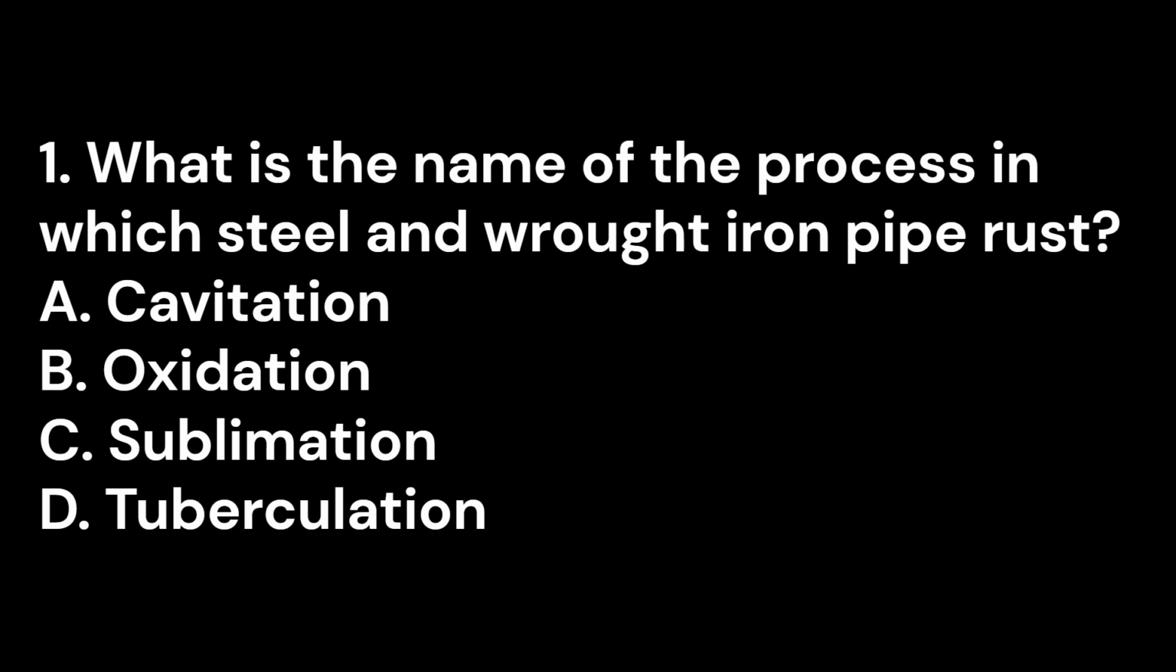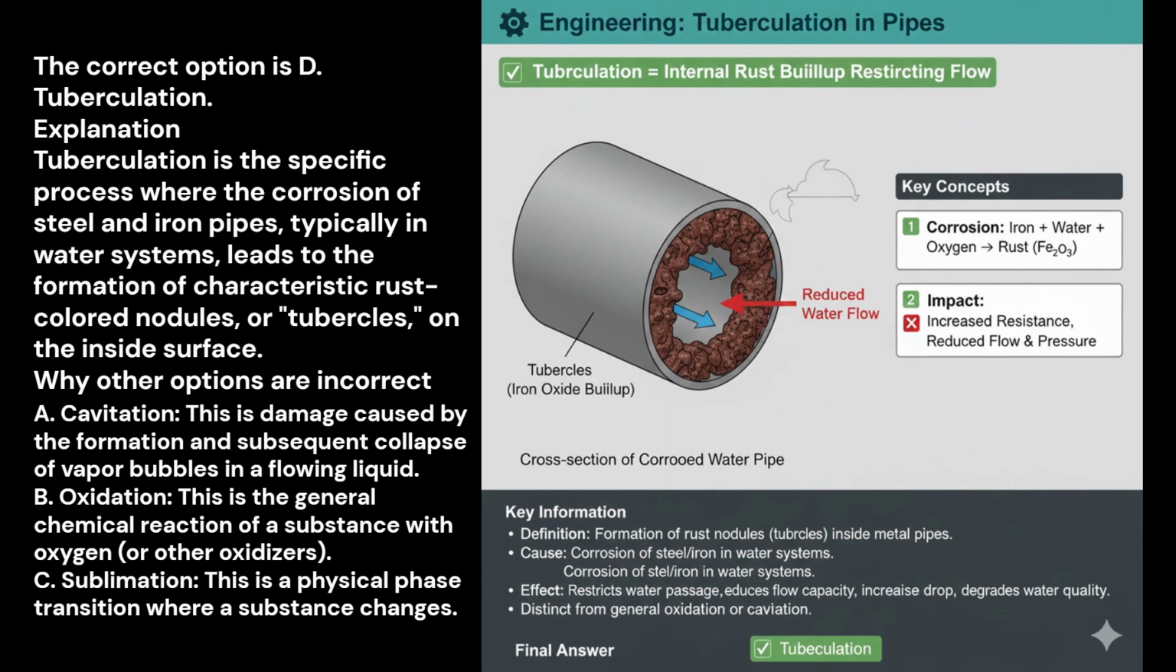Number 1. What is the name of the process in which steel and wrought iron pipe rust? A. Cavitation. B. Oxidation. C. Sublimation. D. Tuberculation. The correct option is D.